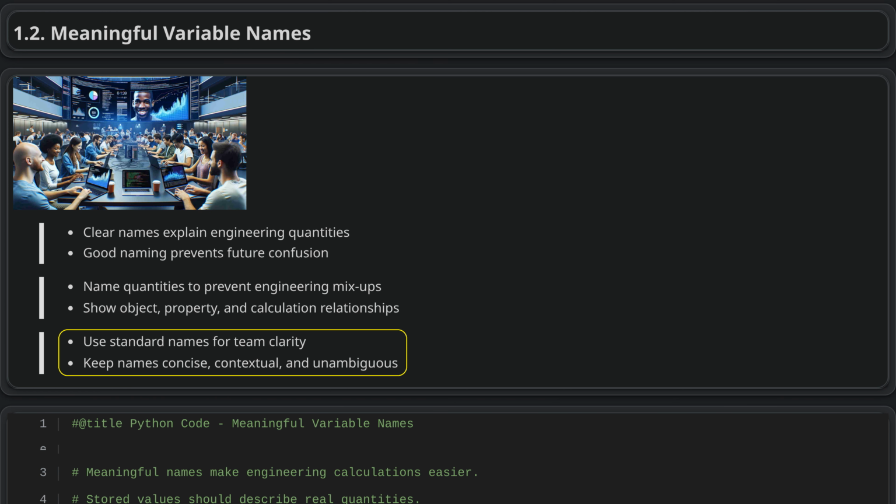In civil engineering, clear and consistent naming supports teamwork and quality control. Names should use standard engineering terms so digital information connects easily with drawings, reports, and calculations. They should be short but meaningful, giving enough context to avoid confusion between similar items or project stages.